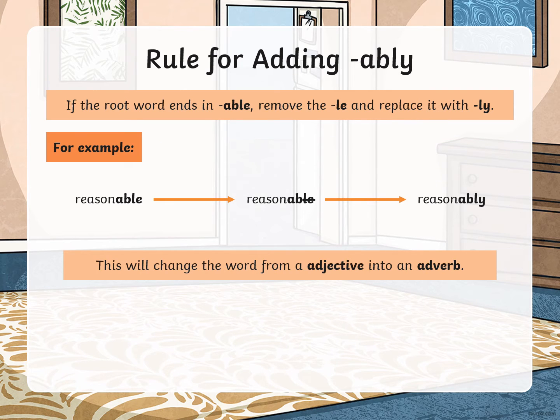So the rule for adding ably. If the root word ends in able, remove the le and replace it with ly. The example here is reasonable. We've dropped the le, and our end result is reasonably. This will change the word from an adjective into an adverb.